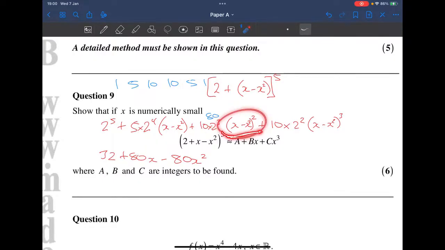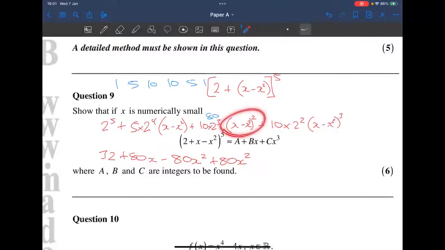And this is going to expand with an x squared and then a negative x cubed, 2 of them, and a positive x to the 4. So we don't need to worry about the x to the 4. We do need up to x cubed, but we don't need x to the 4 at all. So doing that, we get the 80 times the x squared.